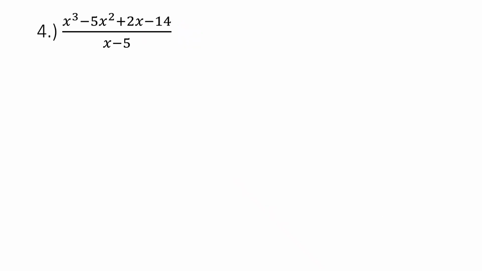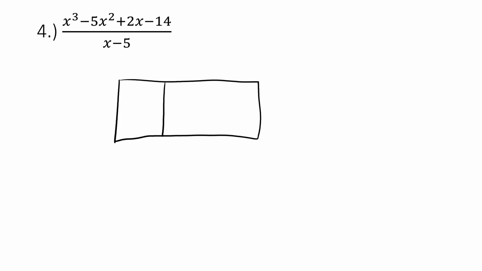All right, so we have another cubic one. Quite frankly, the most common ones are cubics divided by a linear binomial. It's just the most common version of these we have. So on that one, my divisor is x minus 5, and we'll go ahead and put the x to the third in that upper left, and we're off.